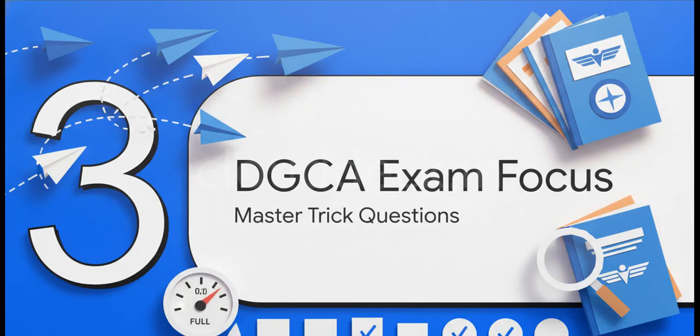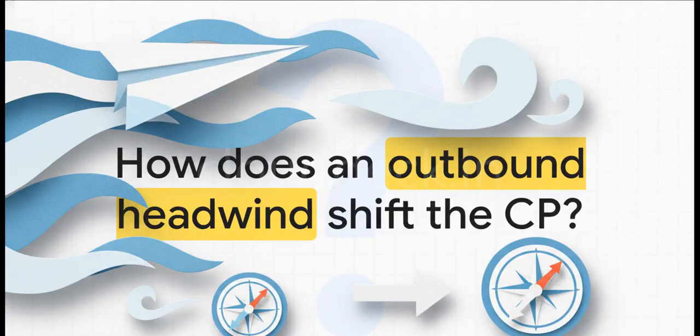Let's move into Section 3, DGCA Exam Focus. Let's see how they use these concepts to build the exact types of trick questions you'll face on test day. You are absolutely going to see a conceptual question like this. They'll ask, in the presence of a constant outbound headwind, how does the geographical position of the critical point shift? They love testing if you understand the physics without actually letting you touch your calculator.